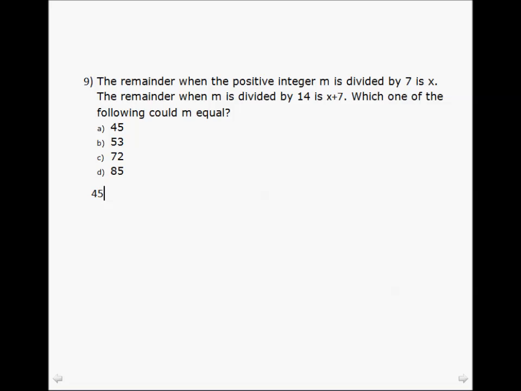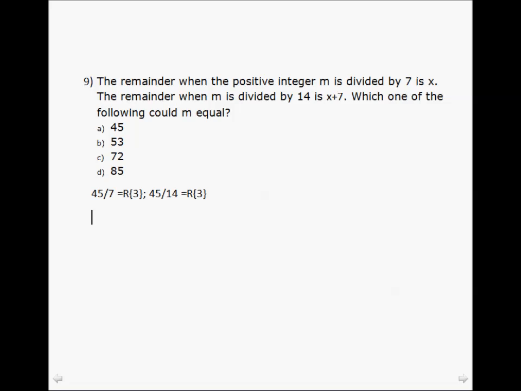When 45 is divided by 7, what is the remainder? The remainder, I am writing r for remainder, r would be 3. When 45 is divided by 14, what is the remainder? R would be again 3. So this is not our option, because here r should be 10.